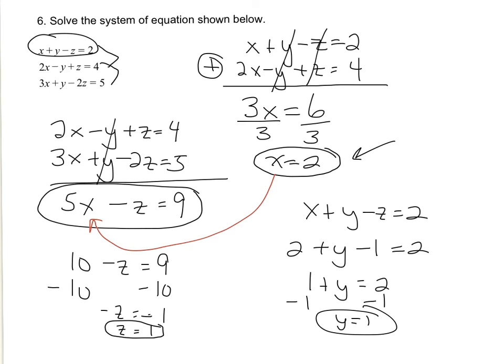We can check that up here. 2 plus 1 minus 1 is 2. That's true. 2 times 2 is 4. Minus 1 plus 1 is going to give me 4. 3 times 2 is 6. 6 plus 1 is 7. 7 minus 2 is 5. So our ordered triplet would be 2, 1, and 1.